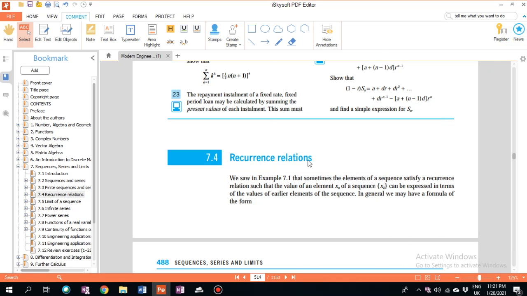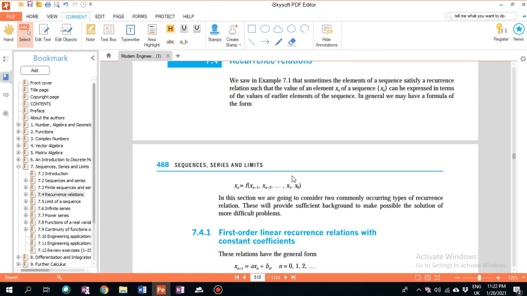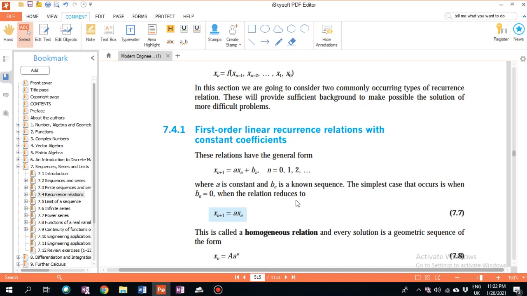Okay, here we will cover recurrence relations. A recurrence relation is related to a continuous series. Okay, so we have a first order linear recurrence relation with constant coefficients.